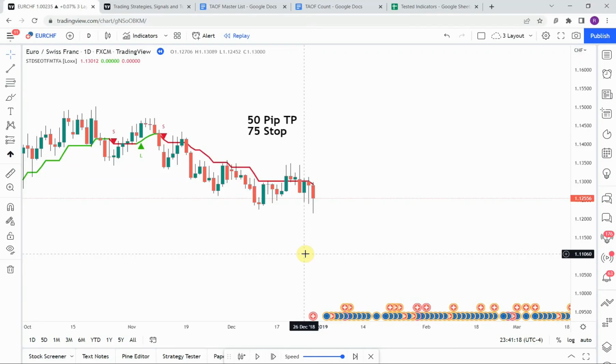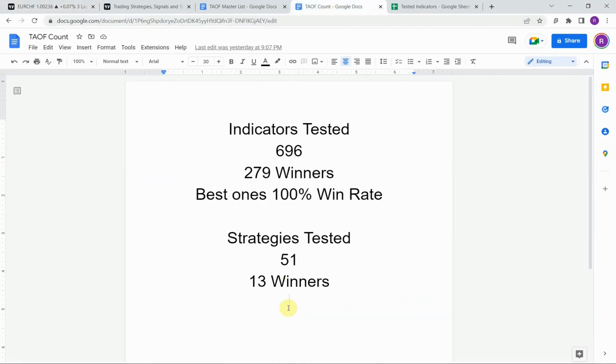Alright, as I said, today we will be testing the stepped Ehlers optimal tracking filter. Before we do though, I wanted to put the testing scoreboard up for everyone to see. So to date, we have tested a total of 51 different strategies, with 13 of them being profitable. We've also tested a total of 696 indicators, with 279 of them being winners. The best ones so far were able to achieve a 100% win rate.